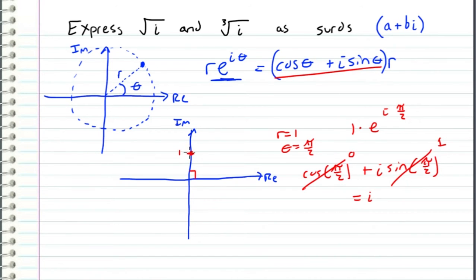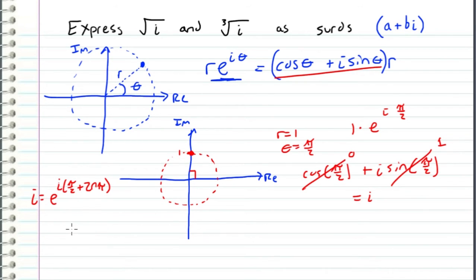But we also have to remember that if this rotates 2 pi, it comes back to i. So the actual polar representation is e to the i times (pi over 2 plus 2n pi). What this is saying is that if we go any multiple of 2 pi, we still come back to i. So i is equal to this.